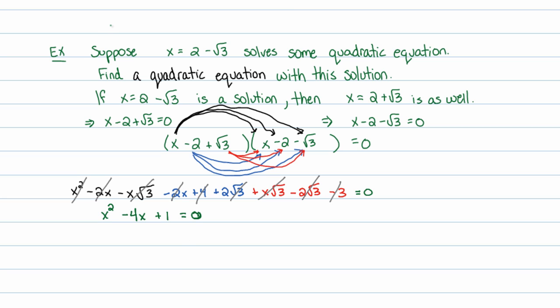Now I told you I'd show you kind of a neat way to do this. So that's the long-winded way, taking each term on the left-hand side and multiplying against each term on the right-hand side. And there's nothing wrong with that. But let me show you kind of a shortcut.